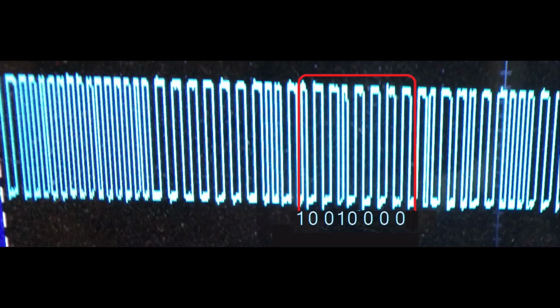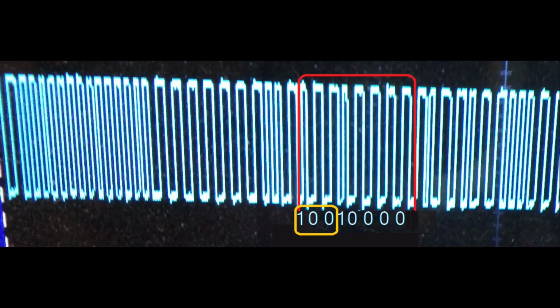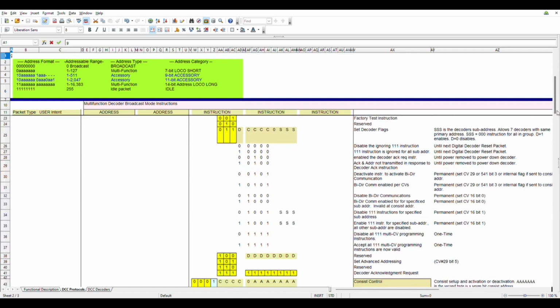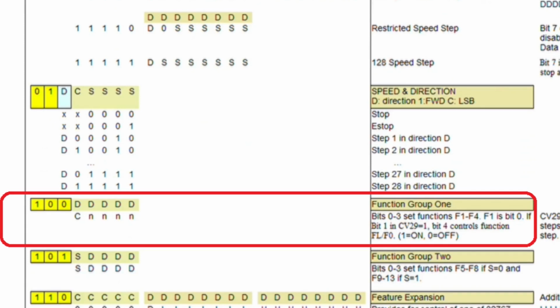You can see that the command bits in the scope trace presented has a binary signature of 10010000. So using that command pattern, it's possible to show this exact command in the command table. The command corresponds to a multifunction decoder command because of its address's initial bit, which is 0. Next, the command pattern's first 3 bits are 100. So searching the local short portion of the table finds that this command is a function group 1 command.